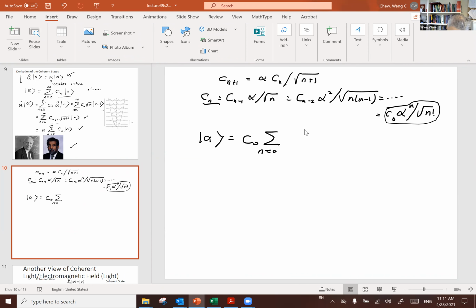Sum over n equals 0 to infinity. And then I plug this into the definition of the coherent state, which is what I have over here. Then I would have alpha^n over the square root of n factorial, times the state n. Okay, so I have found a coherent state as a linear superposition of the photon number states. So this is the coherent state, and the right-hand side is the photon number states.